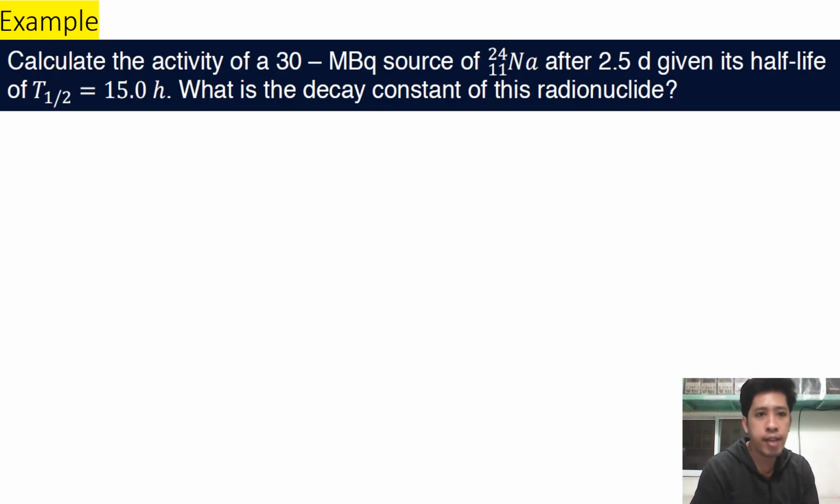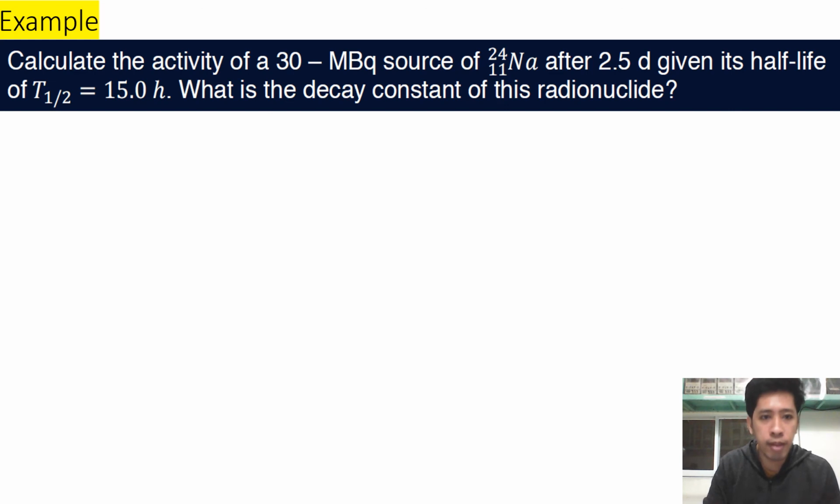So this time let's have an example on calculating activities in radioactive decay. Calculate the activity of a 30 megabecquerel source of sodium-24 after 2.5 days, given its half-life of T1/2 is equal to 15 hours. What is the decay constant of this radionuclide? So again, calculate the activity of a 30 megabecquerel source of sodium-24 after 2.5 days, given its half-life of T1/2 is equal to 15 hours. What is the decay constant of this radionuclide?